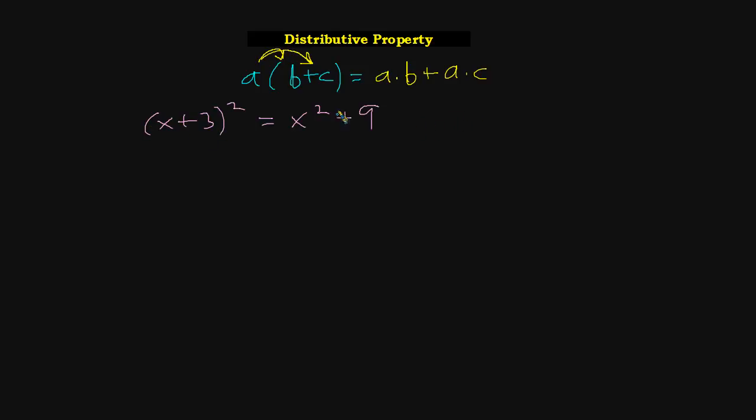This should really be, I'm going to go ahead and cross this off. This is wrong. What it should really be is just x plus 3 times x plus 3. Whatever that is, okay? And that certainly does not get us x squared plus 9.